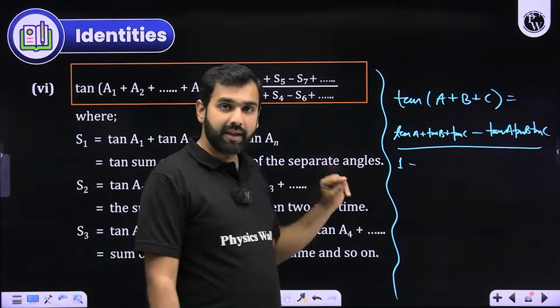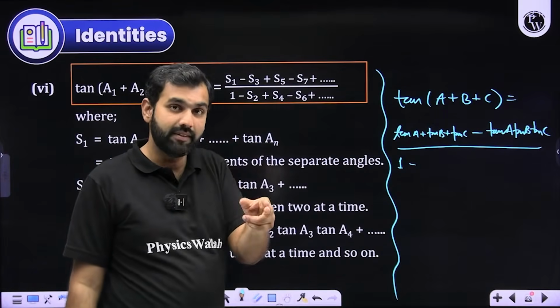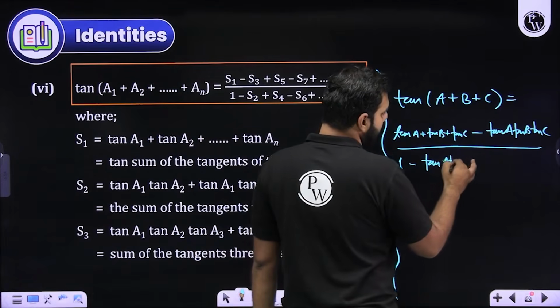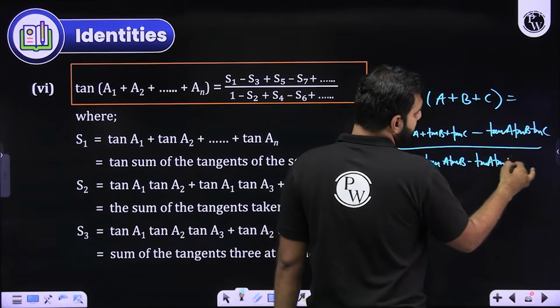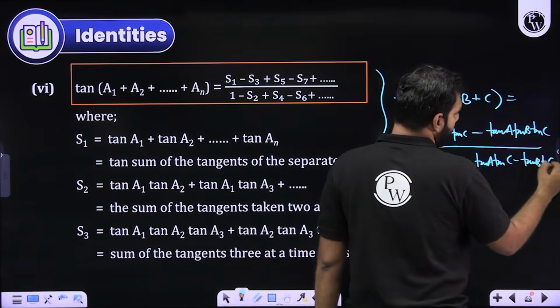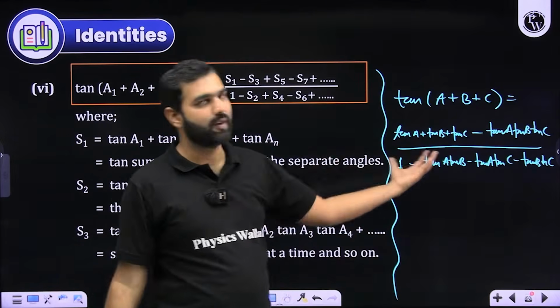In the denominator, I'll begin with 1, which is S0, then minus S2. What is S2? tanA tanB plus tanB tanC plus tanC tanA. So 1 minus the sum of two at a time: tanA tanB plus tanA tanC plus tanB tanC. I hope you're writing that and understanding that. Of course, this negative will make all of them negative. So this is how you write the formula for any version.